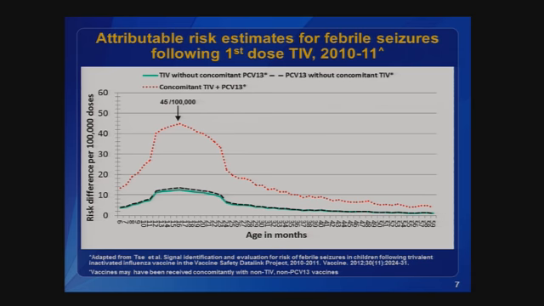However, when TIV and PCV13 were given together, you see that noticeably large peak there occurring at 16 months of age in febrile seizures, and that attributable risk was 45 additional febrile seizures per 100,000 children vaccinated with TIV and PCV13 together.